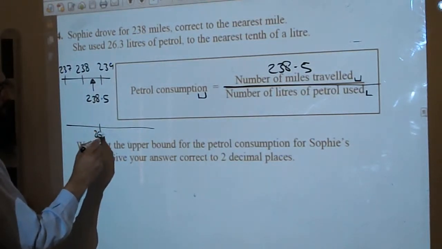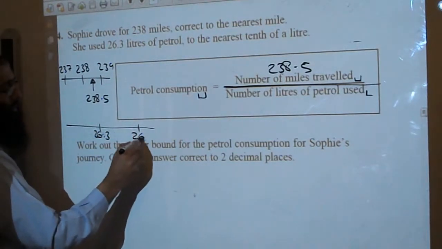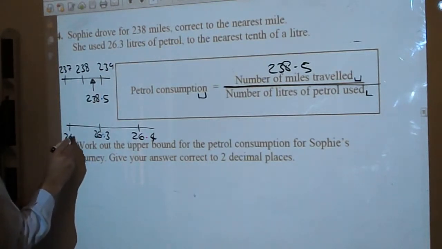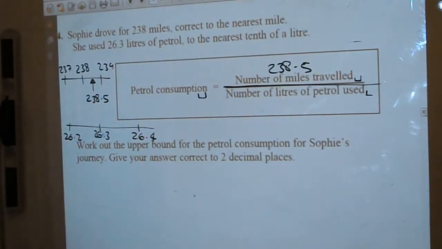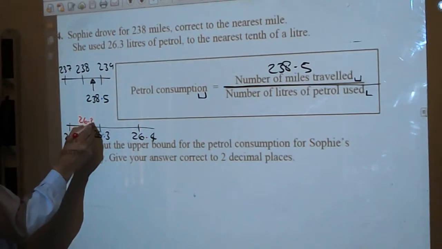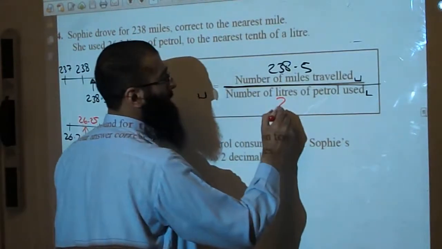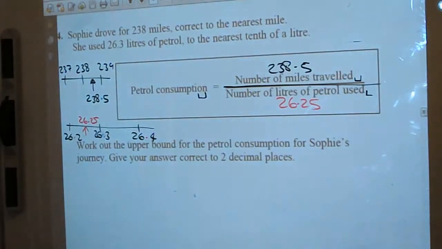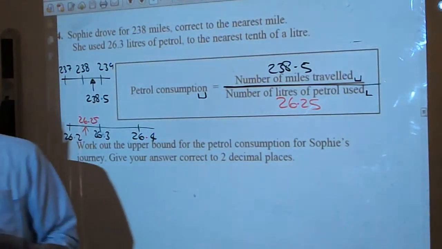So it's 26.3. The next tenth is 26.4, and the tenth before is 26.2. And we want to find the lower bound, so the lower bound is going to be halfway between, 26.25. That goes on the bottom. So put that into the calculator and see what you get.